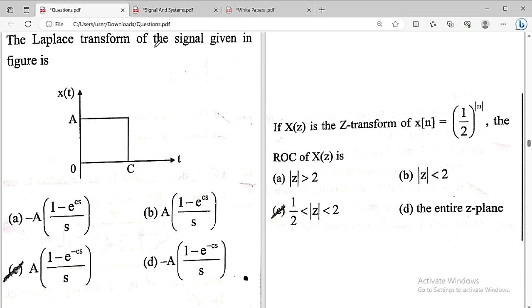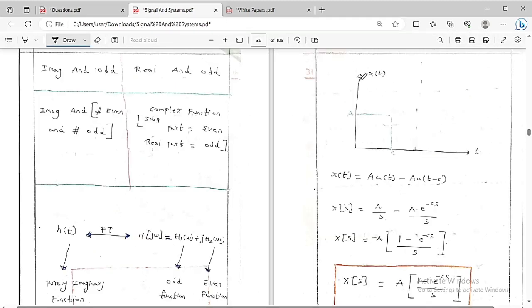So let's solve this numerical. This is a signal x of t. Its value is equal to A for t from 0 to C, and its value is equal to 0 for the remaining values of t. For the signal, we have to find the Laplace transform. So x of t, how can we write it? A into u of t minus A into u of t minus C. Simply, here there is a rise, here there is a decay.